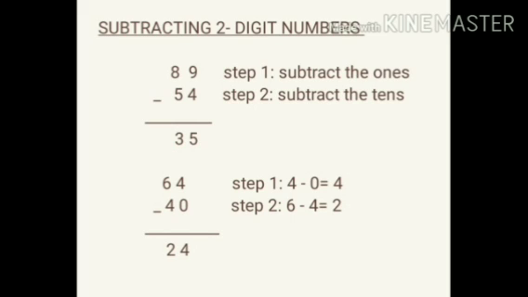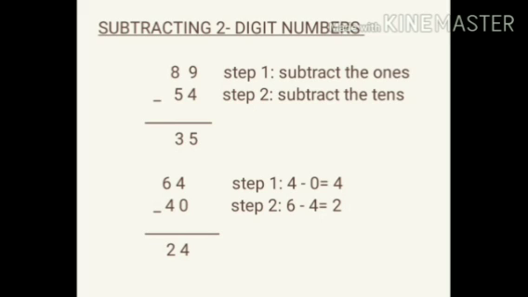Now we will watch the class on subtracting 2-digit numbers. First we write the question: 89 minus 54. Step 1, we have to subtract the ones. What are the numbers in the ones place? 9 and 4. So what is 9 minus 4? 9 minus 4 is 5.